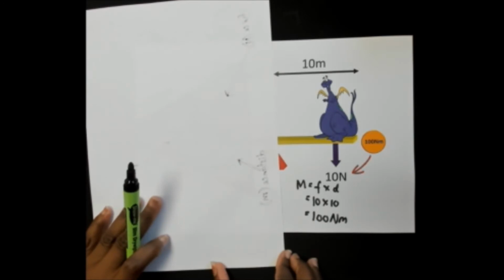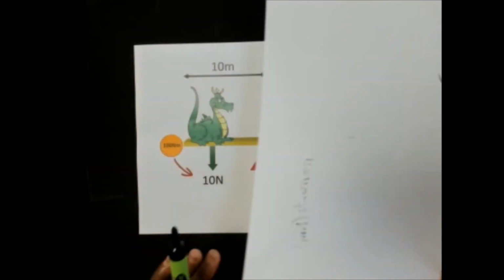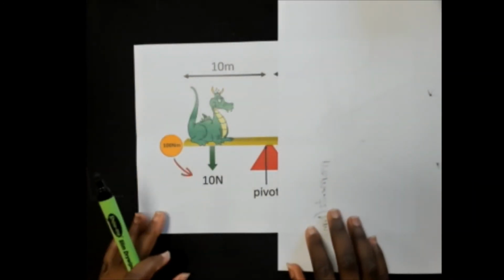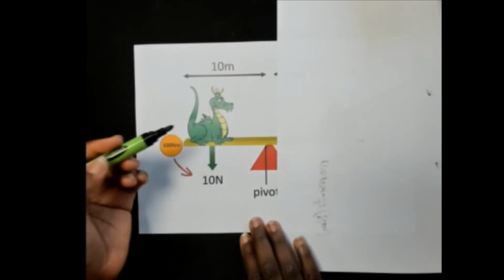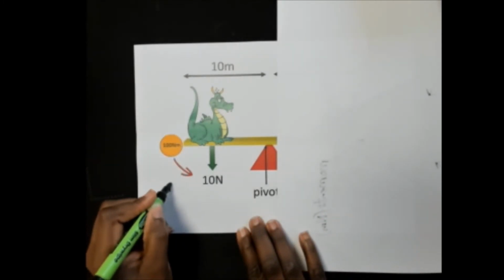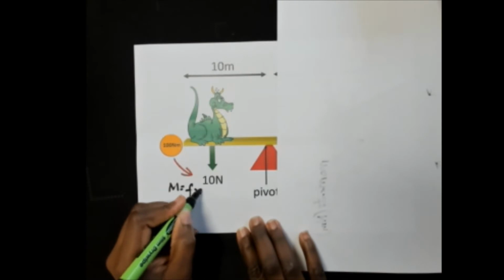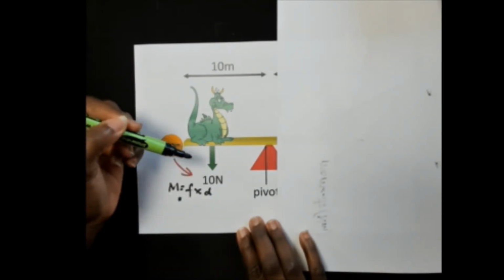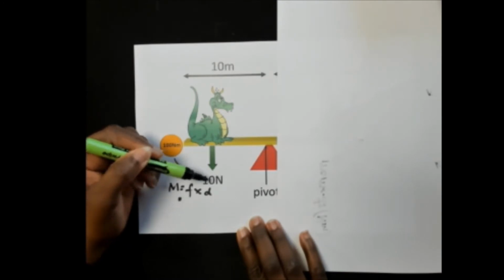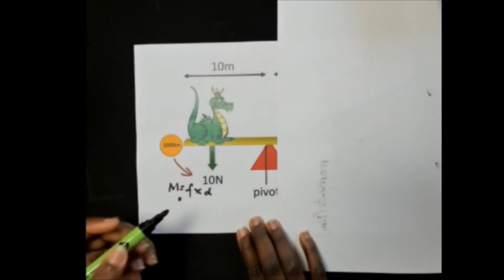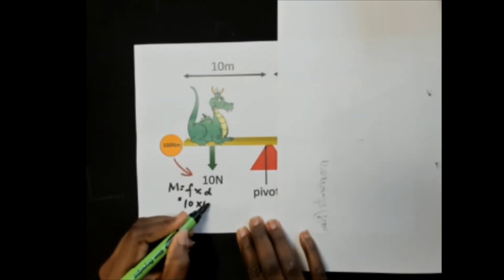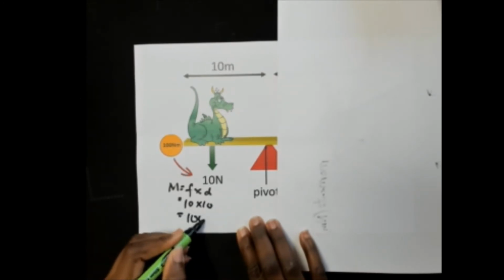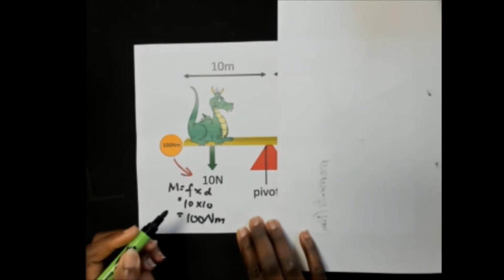Now we're going to look at the anti-clockwise moment. The anti-clockwise moment is equal to force times distance. So the moment is equal to force is 10, distance is 10. So we have 100 newton meters.